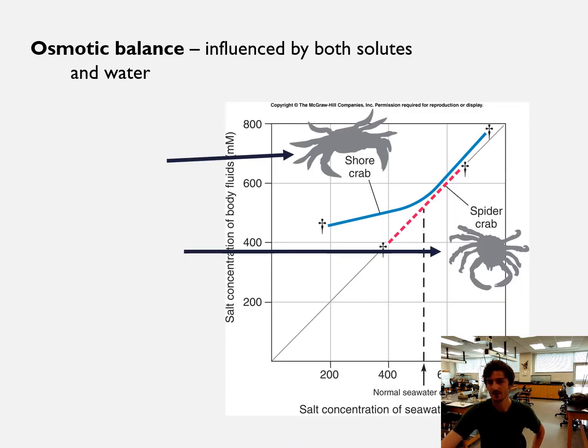So if we take these two organisms, the shore crab from the tidal areas, and the spider crab from the deep sea, and then we plot the salt concentration inside their body and the salt concentration, well, I'm covering the x-axis, but the salt concentration outside their body. So let me just write out.